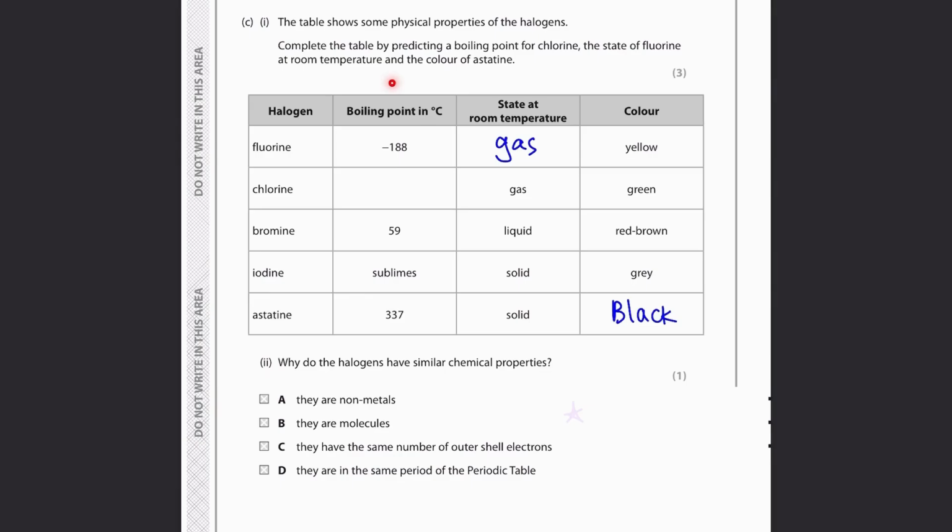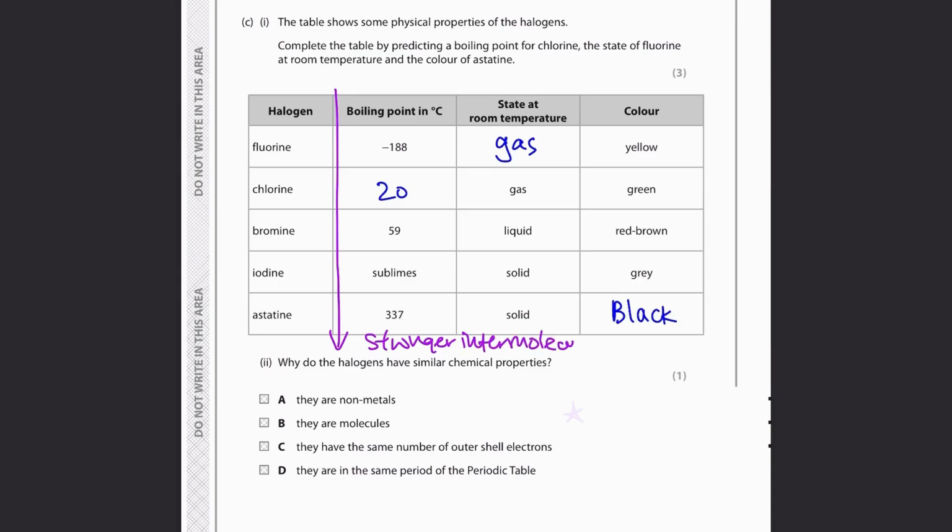And lastly is the boiling point. Look at the boiling point. As you go down the group, what happens to the boiling point? It gets higher and higher, right? So that means this number has got to be between this number and this number. That's logical, right? So I can pick any number that's between -188 and 59. I can pick, for example, 20 degrees Celsius. By the way, why does the boiling point increase as you go down group 7? Because the intermolecular forces are getting stronger, okay? The intermolecular forces are getting stronger.